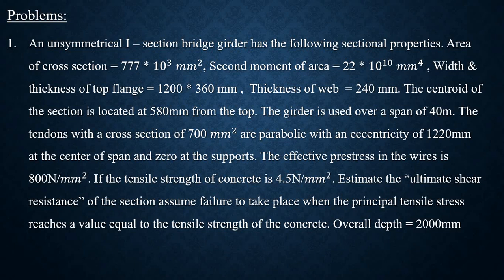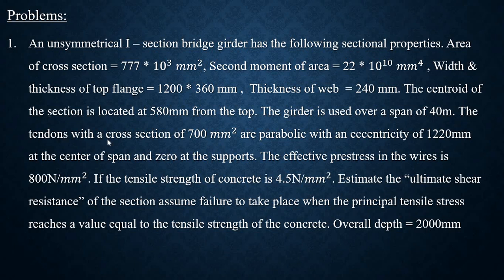An unsymmetrical I-section bridge girder has the following sectional properties. Area of the cross section 777 into 10 power 3 mm square. Second moment of area 22 into 10 power 10 mm power 4. Width and thickness of the top flange 1200 into 360 mm. Thickness of the web 240 mm. The centroid of the section is located at 580 mm from the top. The girder is used over a span of 40 meter.